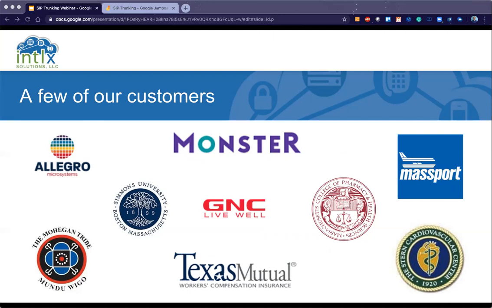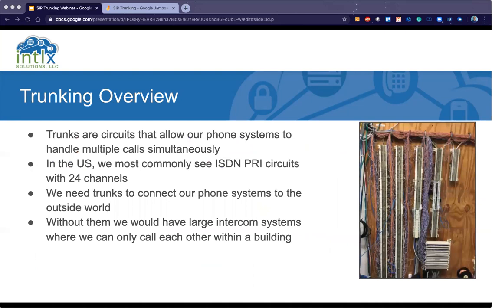So without further ado, let's talk a little bit about trunking. You can see we've got our little icon here, and any of us who have worked in telecom for a while will know an old telephone wall room when we see it. Trunks, and why we care about them: it's how we connect our phone system to the outside world. If we didn't have trunks, we would really just have a big intercom system with 1,000 IP phones or digital phones or whatever we have. We'd be able to call each other, maybe call other buildings on campus, but we'd never be able to call anybody outside the building, and nobody would be able to call us.